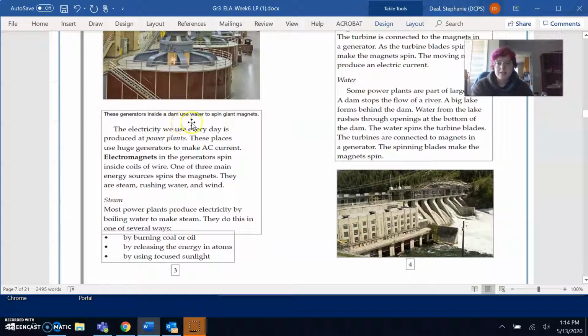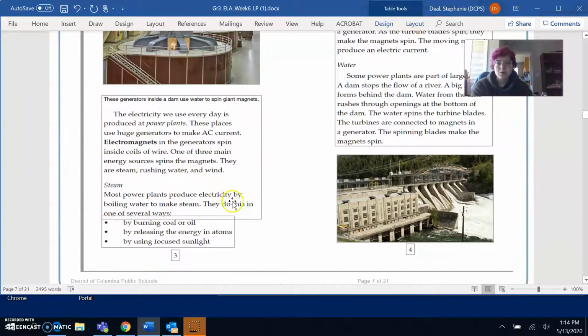The electricity we use every day is produced at power plants. These places use huge generators to make AC current. Electromagnets in the generators spin inside coils of water. One of 3 main energy sources spins the magnets. They are steam, rushing water, and wind.